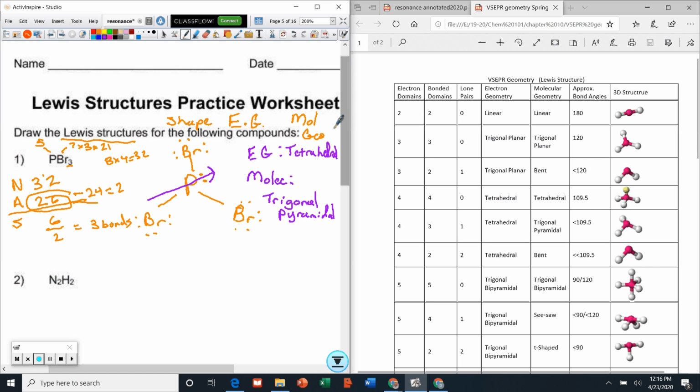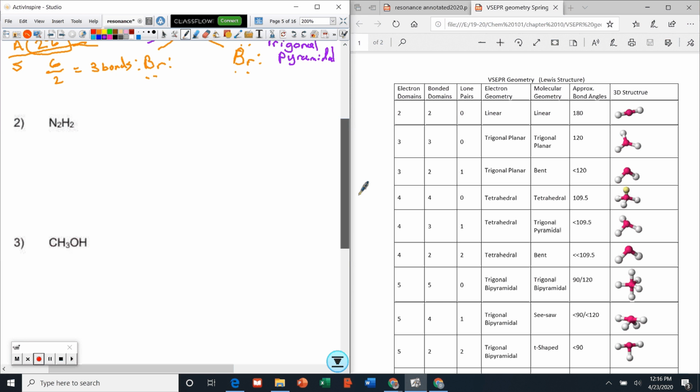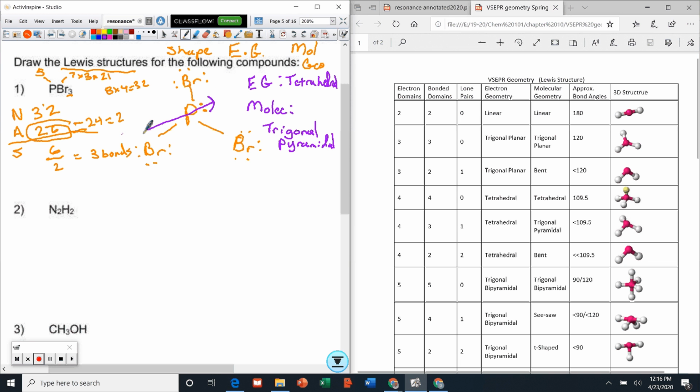All right, I'm going to do a couple of others with you, because this one was easy because it was really only one shape that was involved. Here's the problem with this one. So we need to look at N2H2. There's 2 nitrogens and 2 hydrogens. So that means we're going to have 2 central elements. So it's not going to follow this one per se. We could actually have 2 different structures in this one. And I'm going to show you what it means.